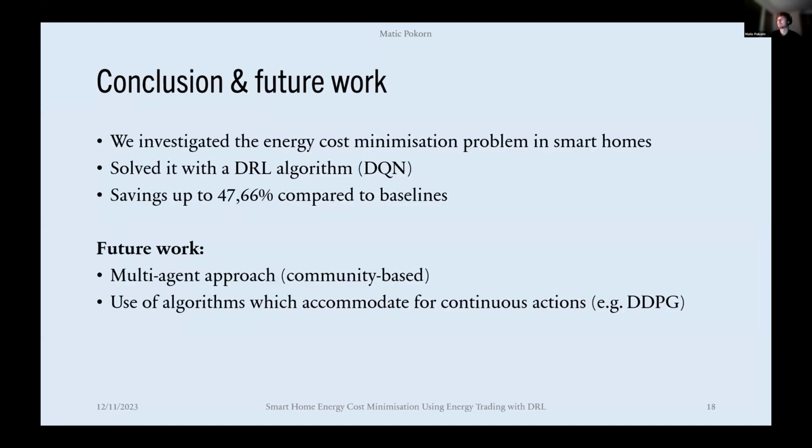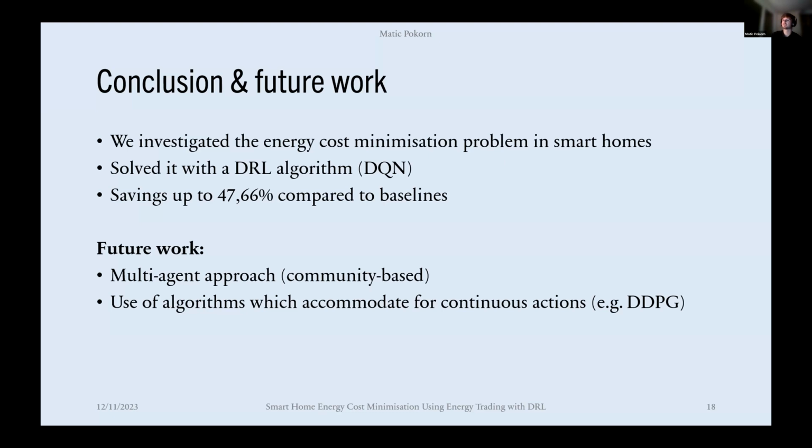So to conclude and provide some info on our future work, we investigated the energy cost minimization problem in smart homes, and we solved it using deep reinforcement learning, particularly with the DQN algorithm. And we were able to produce savings of up to 47.66% compared to our design baselines.